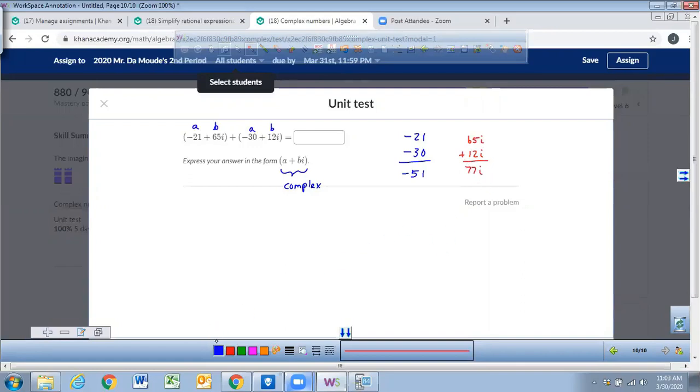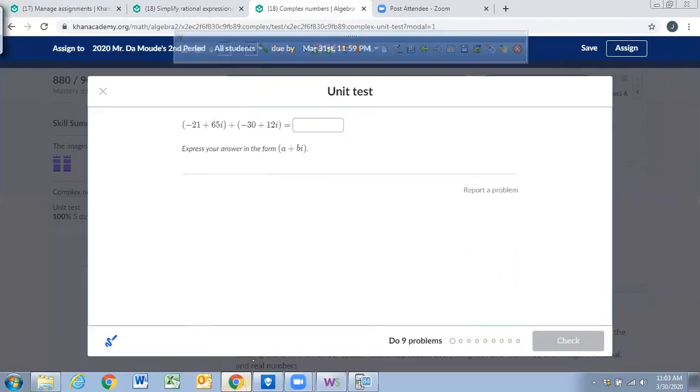Now, it's going to be very important when you're typing into Khan Academy that you put the a value first and the b value second. Josh, how do you think I'm going to write my final answer right here? Negative 51 plus 77i. That's it. That's all that's left. Always put the real numbers up front and the imaginary numbers after.